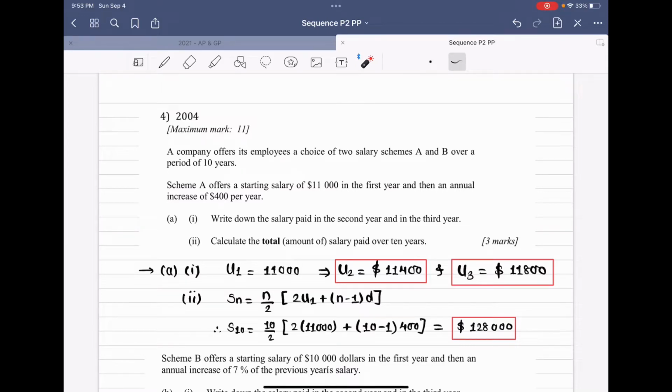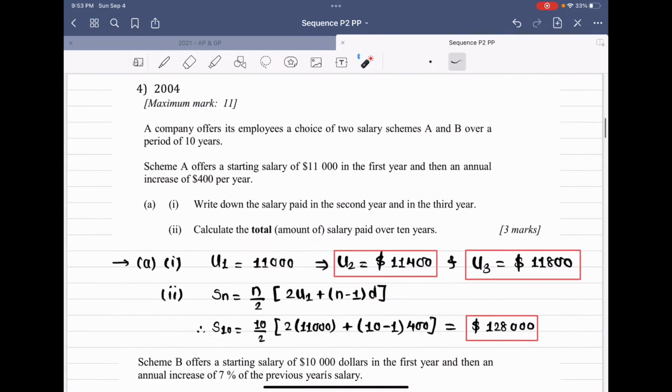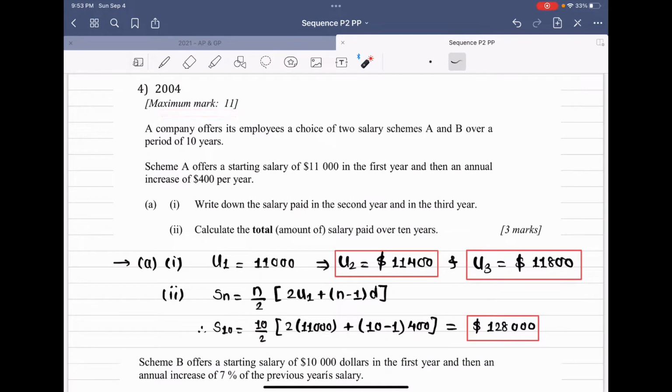Year 2004, paper 2, maximum mark 11. A company offers its employees a choice of two salary schemes, A and B, over a period of 10 years. Scheme A offers a starting salary of $11,000 in the first year and then an annual increase of $400 per year. So every year they are increasing a constant amount, 400. So clearly it is arithmetic because they are increasing a constant amount.